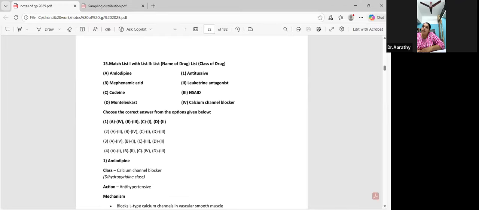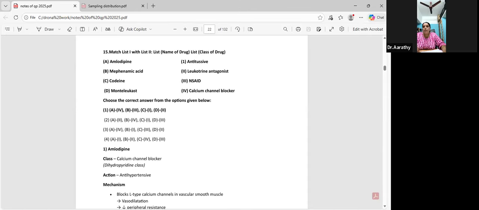Now, 15th question: amlodipine, mefenamic acid, codeine, and montelukast. A few medicines are very familiar. Might be a few wouldn't be so familiar. Okay, so here amlodipine comes under BP medication, right? It is actually a calcium channel blocker.